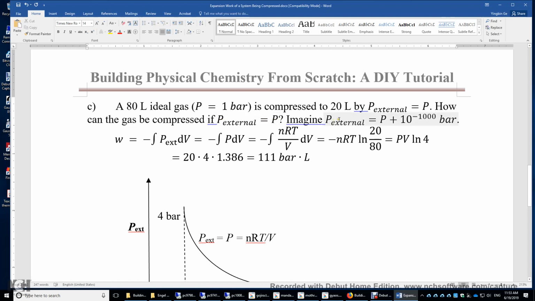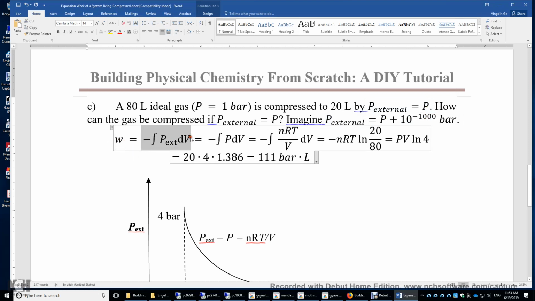But you may imagine P external is slightly greater than P. What's the difference? 10 to the power of negative 1000 bars. This amount is so small that we can still say P external equals P, and yet we can also say P external is greater than P. It's a mathematical trick. And then how can we compute work?